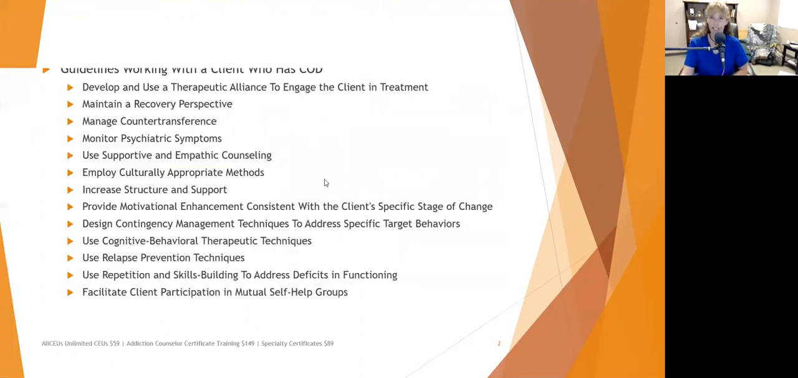So let's get started. Today, we're going to be talking about guidelines for working with a client who has a co-occurring disorder. We're going to talk about developing and using a therapeutic alliance, maintaining a recovery perspective, how to manage countertransference and monitor psychiatric symptoms, how to use supportive and empathic counseling, employ culturally appropriate methods, increase structure and support, provide motivational enhancement, design contingency management, use cognitive behavioral and relapse prevention techniques, repetition and skills building to address deficits in functioning, and finally, how to facilitate client participation in mutual self-help groups. Sounds like a lot, so let's get started.